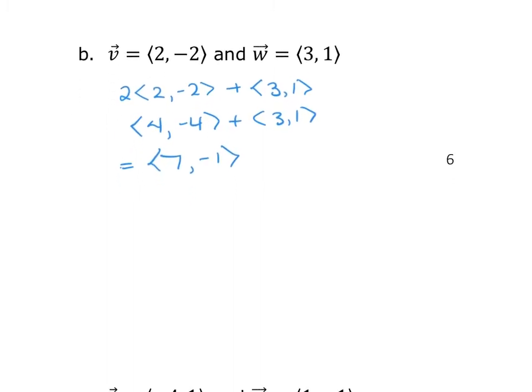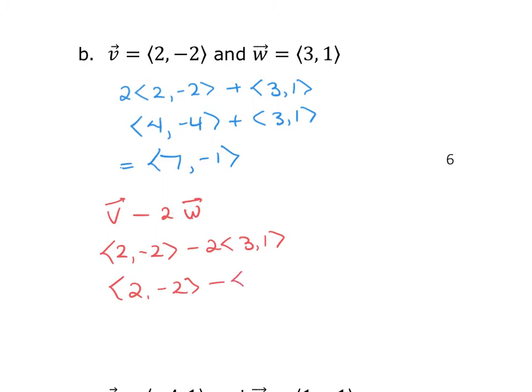Now let's go wild and crazy and say I have v minus 2w. So this is going to be 2, negative 2, and then minus 2 times 3, 1. I'm going to multiply this through first, so I get 6 and 2. So I'm going to do the subtraction now, and so this is going to be equal to 2 minus 6, which is negative 4, and negative 2 minus 2 more is also negative 4.